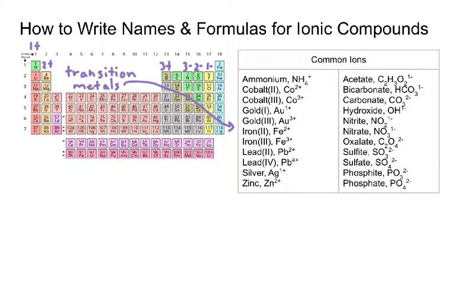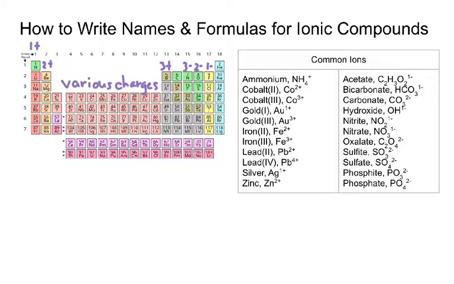For transition metals, the charges can vary, and you can find them on a common ions reference sheet. For example, iron can have a 2+ charge or a 3+ charge. In the name, we use Roman numerals to indicate the charge. Iron 2 will be iron with a 2+ charge, and iron 3 will be iron with a 3+ charge.